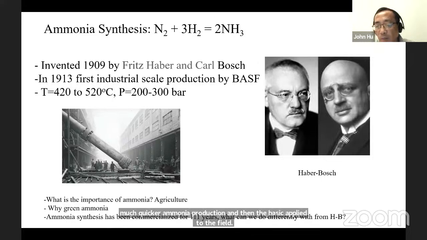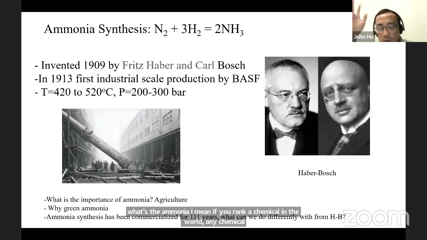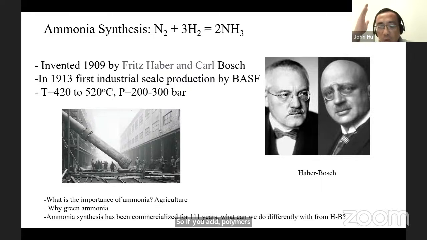Can anyone tell me, ammonia? What's the ranking of ammonia? I mean, if you rank the chemicals in the world, any chemicals, sulfuric acid, polymers, whatever you understand, what's the position, what's the ranking of ammonia in terms of production? Number 1, number 2, number 3, can anybody tell me? You can do an internet search now, but anybody off the top of your head, does anybody know about ammonia?